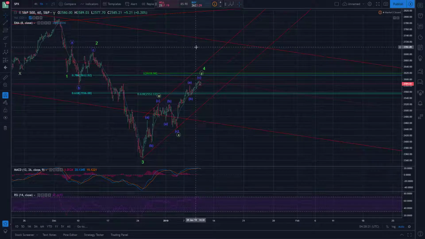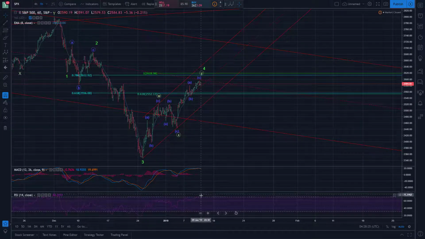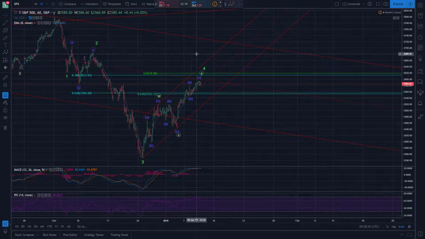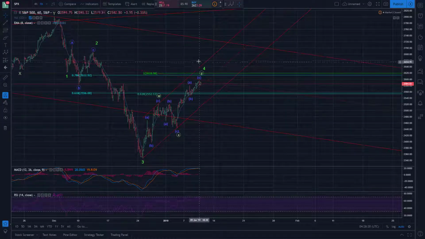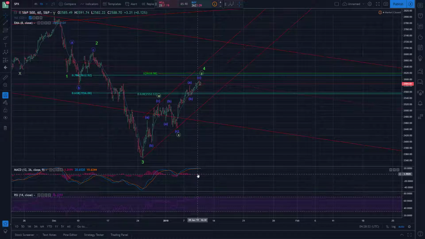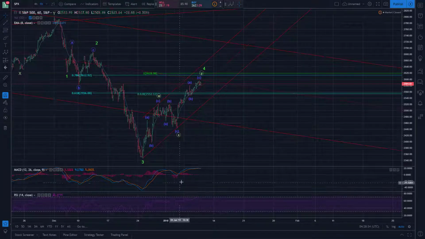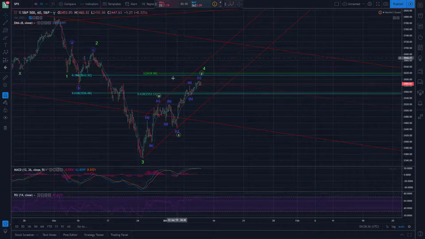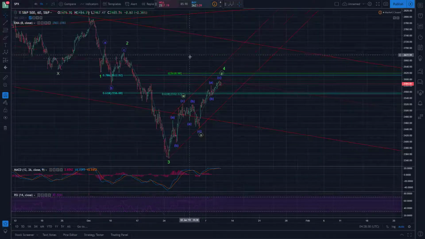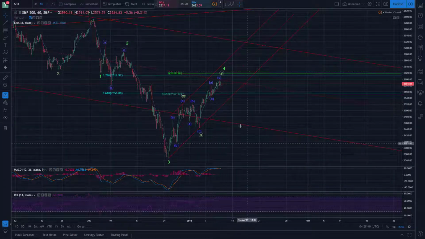Also, just here on the hourly RSI, you see we got slightly overbought and now are starting to come off that overbought condition. So that could also be a nice indication that the move is done. We got overbought and now finally coming down on the hourly. So everything's looking right for more downside. Now we just need it to actually happen.